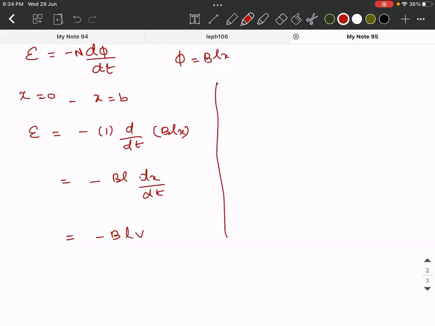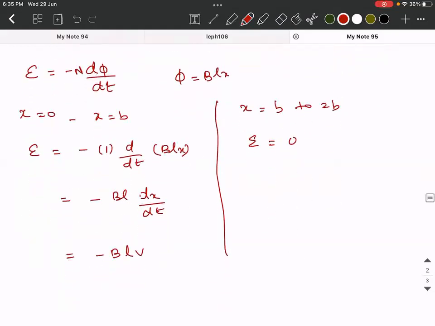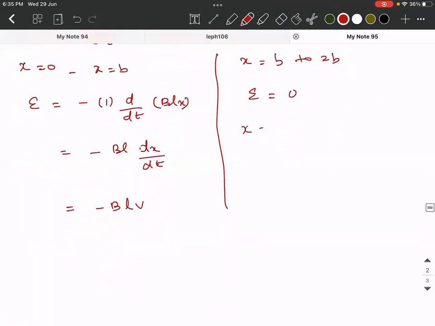Again, when you take from x is equal to b to 2b, what happens to the EMF? It will be 0 because it's a derivative of a constant. Correct? A line parallel to x-axis, its slope is 0. Again, from x is equal to 2b to b, and from x is equal to 0 to x is equal to b, it will be B into L into b.